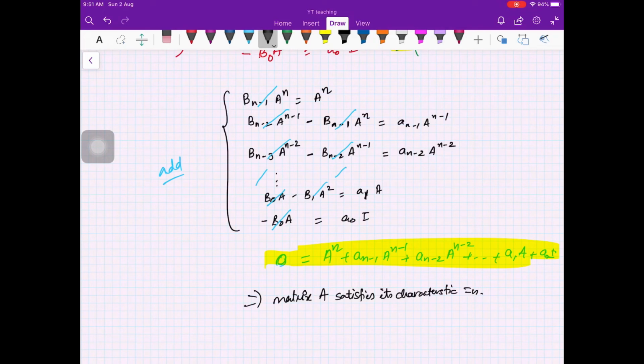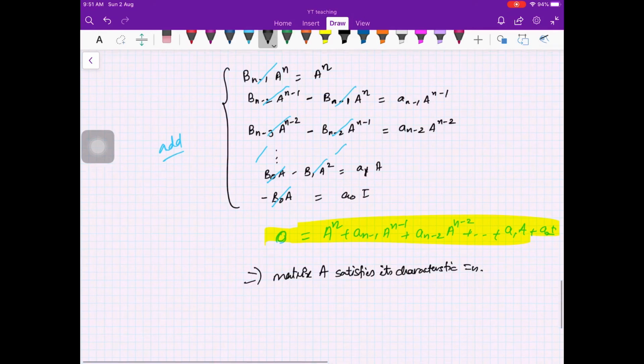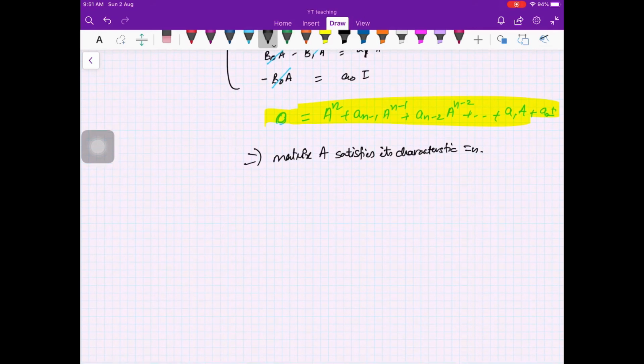Fine. Now let us look at an example. I'll give you a very simple example. You can take any matrix which is a square matrix. You can always prove that it satisfies its characteristic equation. Suppose you take a matrix [1 3; 5 7].